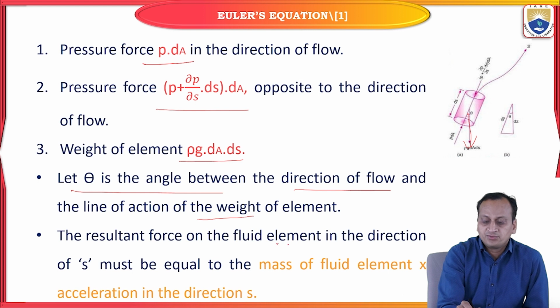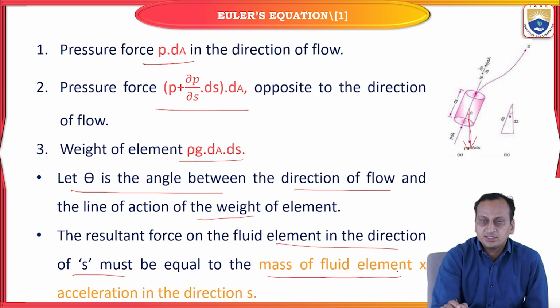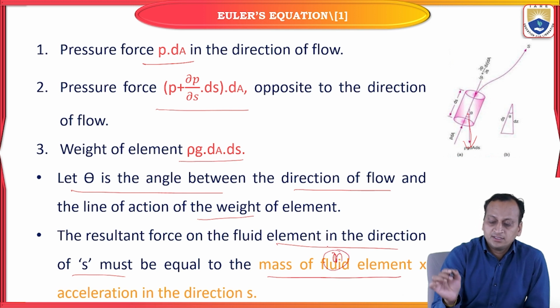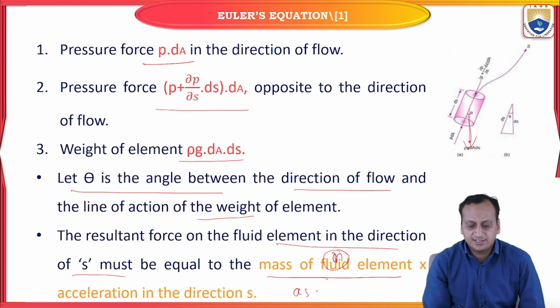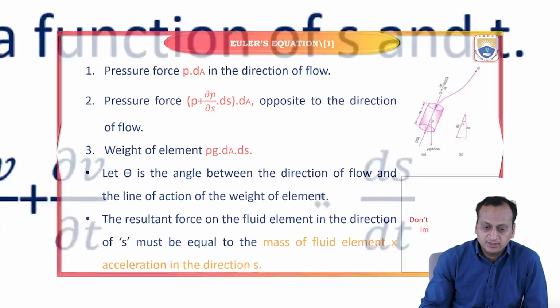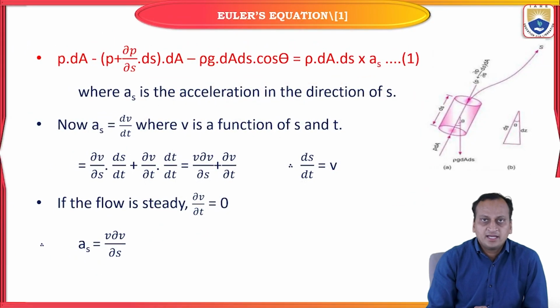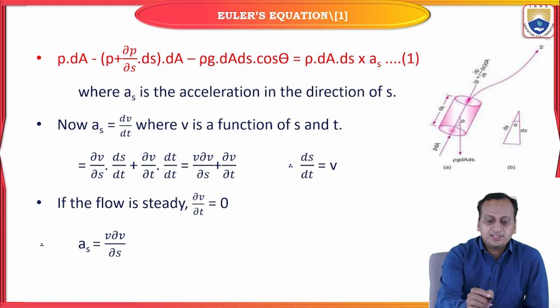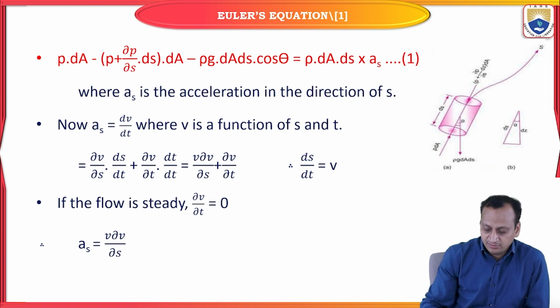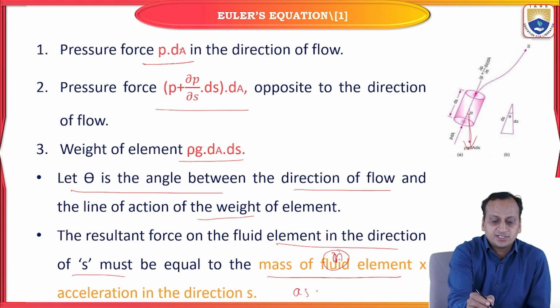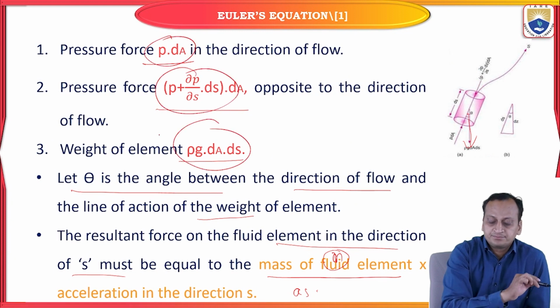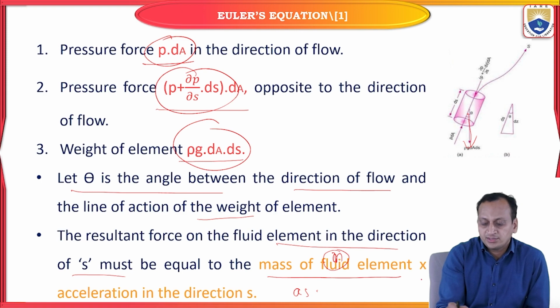The resultant force on the fluid element in the direction of S must be equal to the mass of the fluid element and its acceleration in the direction S. So F equals m into a_s. As per Newton's second law, we will apply all these forces and derive an expression for Euler's equation. So the resultant force can be written like this. By adding the various forces acting on a fluid particle, this is equal to mass times acceleration about direction s.